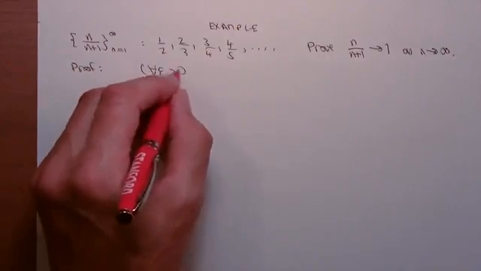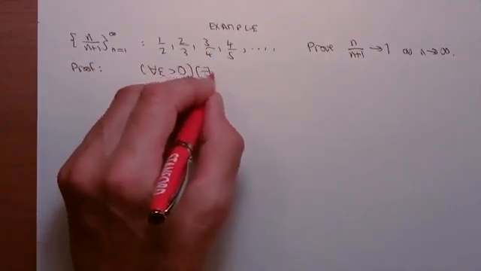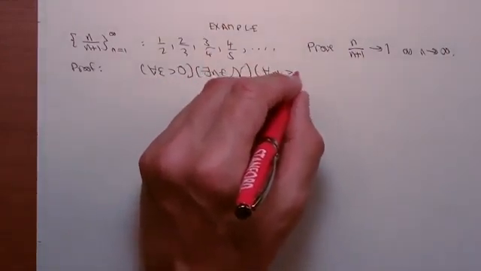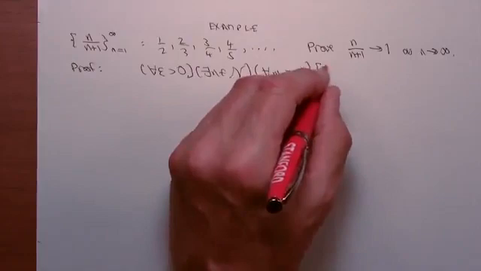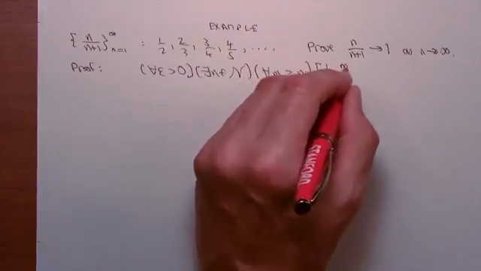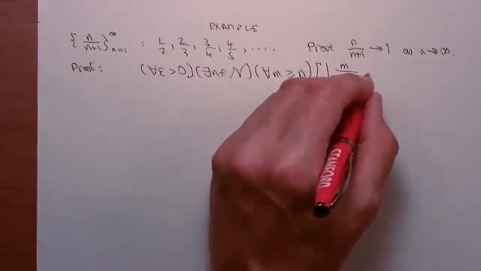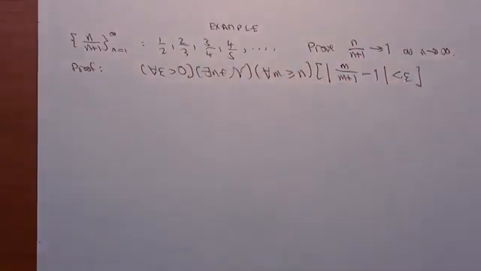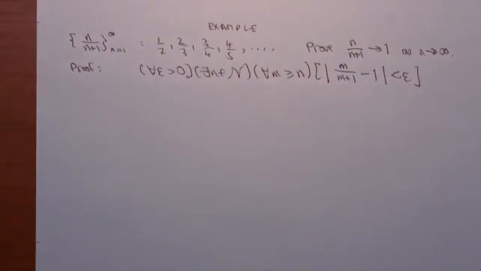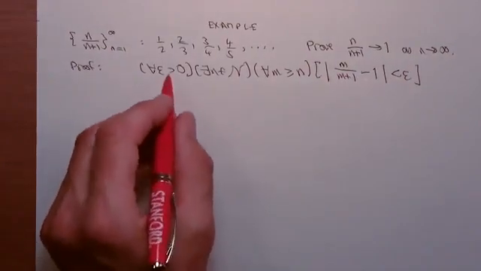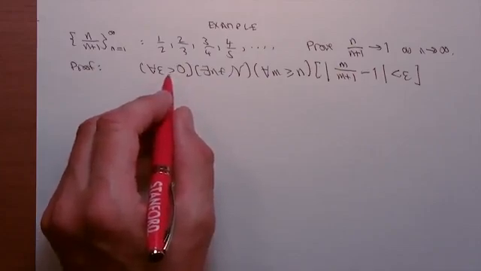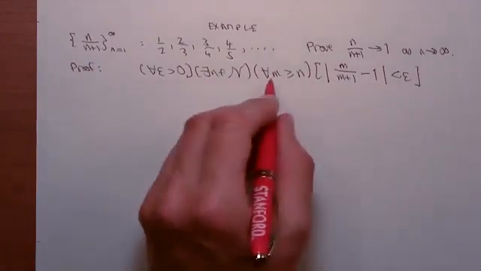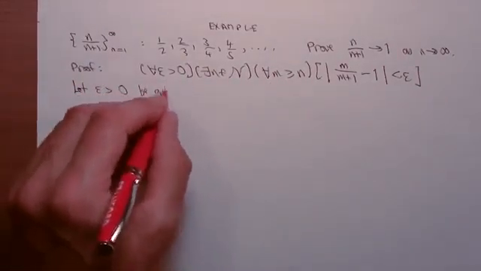For all epsilon greater than 0, there is a natural number n, such that for all natural numbers m greater than or equal to n, the absolute value of m over m plus 1 minus 1 is less than epsilon. Okay, I'm going to prove it the same way as before. I'm going to assume I'm given an epsilon, then I'm going to find an n dependent on epsilon that makes this thing true. Let epsilon greater than 0 be given.